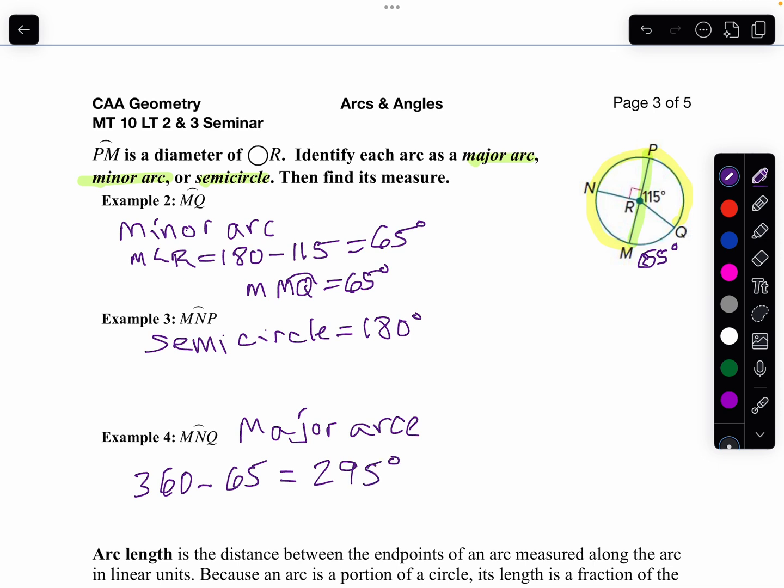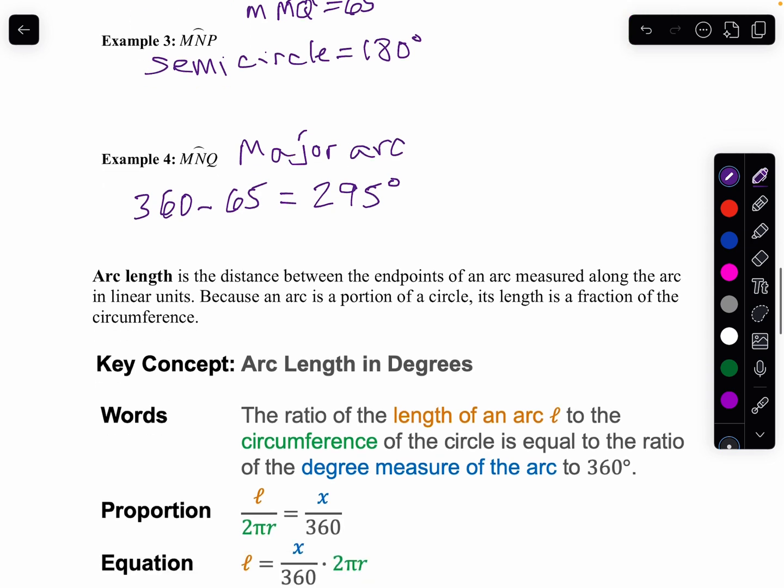Arcs can be bigger than 180. Angles can't be bigger than 180, but arcs can be. I don't know why I have "arce" on there, A-R-C-E. How about major arc? Now, your arc length.